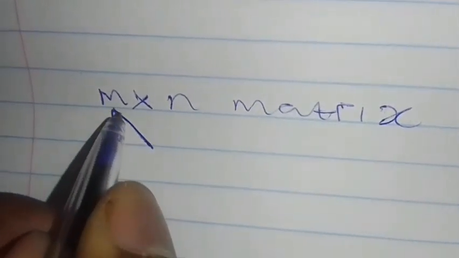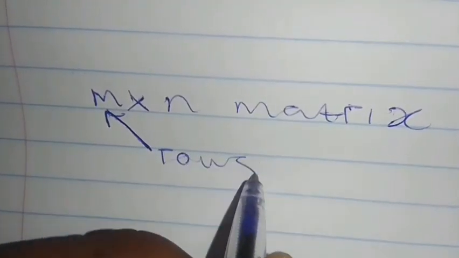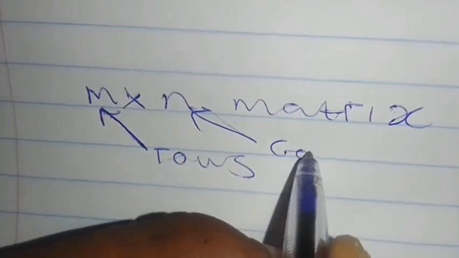Okay, so let me just introduce matrices. Let's first talk about the order of a matrix. If we say we have an m by n matrix, that just means we have m rows and n columns to that matrix.